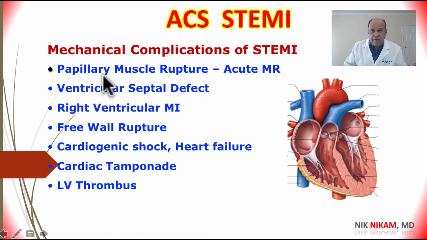The rare complications can include papillary muscle rupture, which can lead to acute mitral regurgitation, pulmonary edema, or a ventricular septal defect. In fact, right ventricular infarction is fairly common in patients with inferior myocardial infarction, and it can happen in almost 20 to 50% of the patients with inferior myocardial infarction.